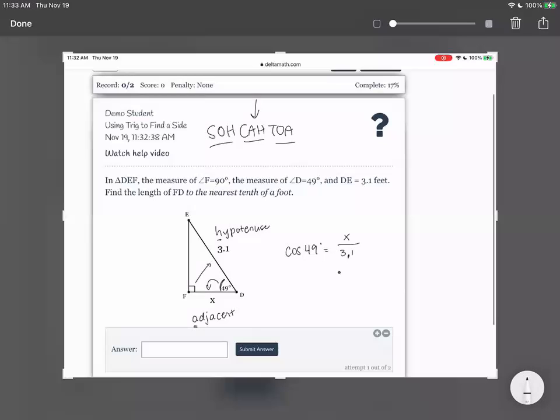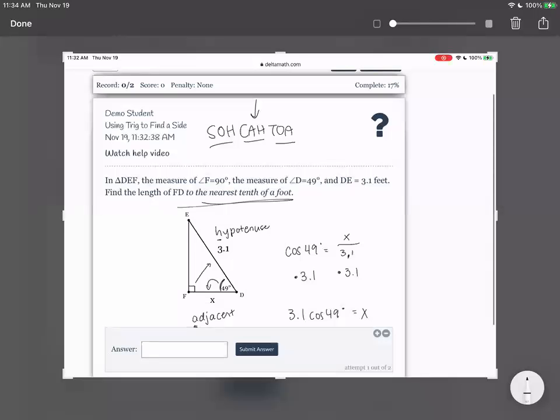So to solve for this, you just multiply both sides by 3.1. And I get 3.1 cosine 49 degrees equals x. And I'm going to type this on a calculator and then round it to the nearest tenth of a foot. But before I leave this picture, do you guys have any questions? If you do have a question, type the word yes in the chat.